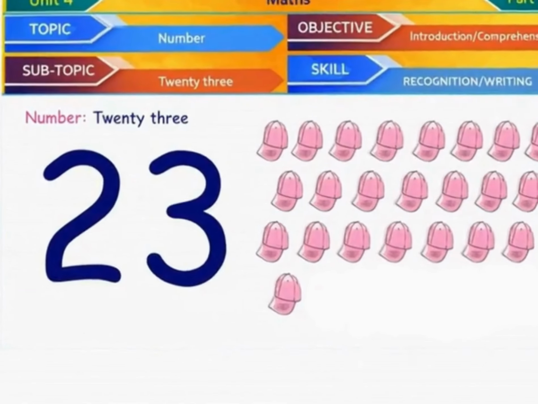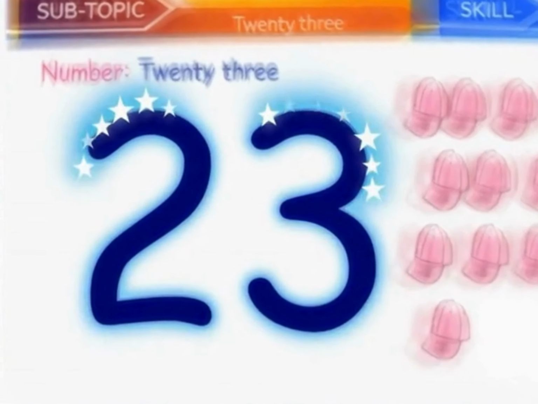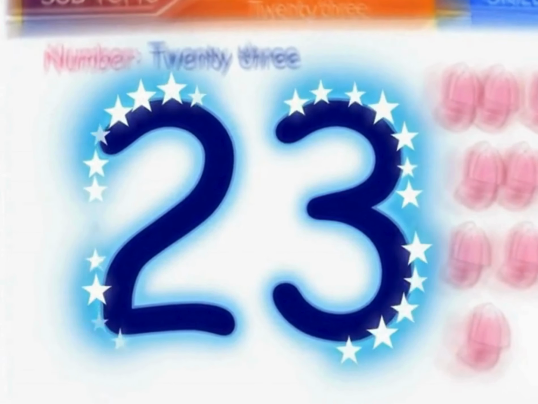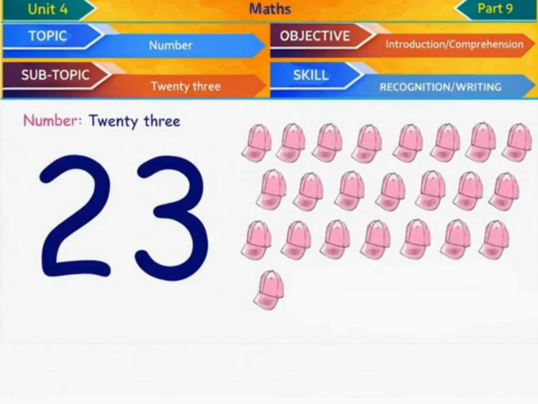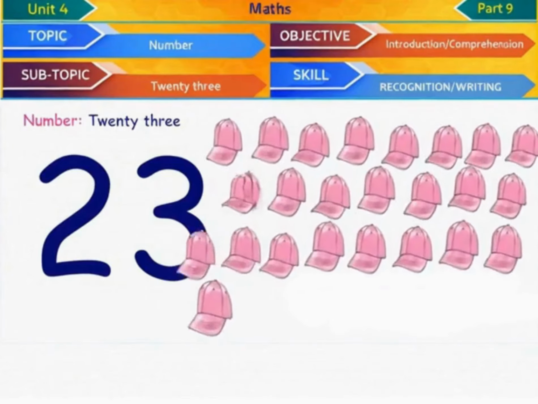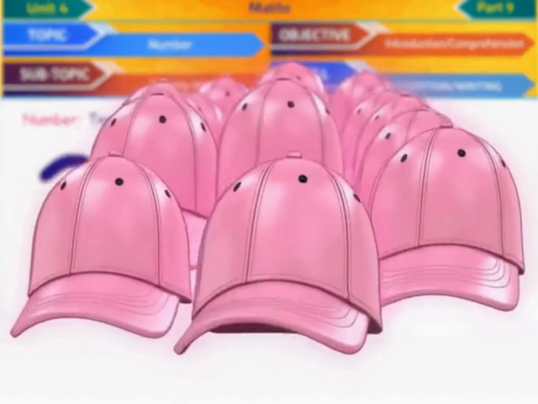Hello little one. I am number 23. I am big and bold. I come after 22 when we count numbers. Today you will learn about me. Hello children, we are 23 caps on the page. We are in pink color. You can wear us when you are going out on a sunny day. We help protect your head and face from heat.